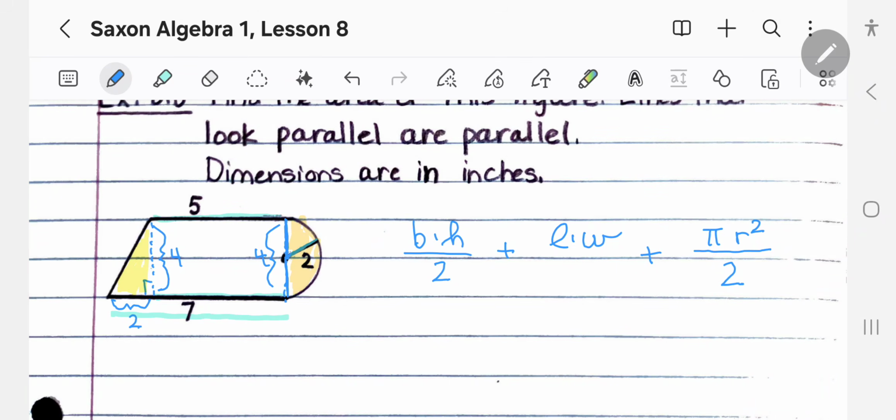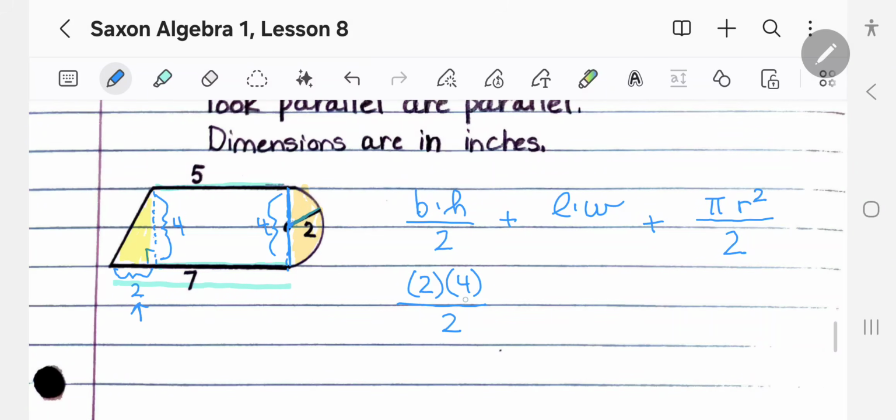So let's go back to the triangle. The base of it is going to be 2. And the height of it is this perpendicular height here, that's 4. And we're going to divide that by 2. And we can go ahead and do that. 2 times 4 is 8, and 8 divided by 2 is 4. And that's going to be inches squared, square inches.